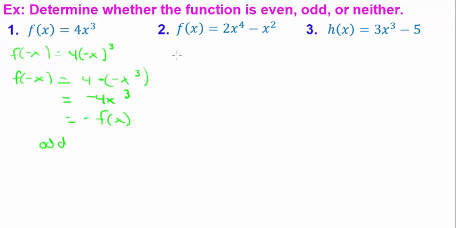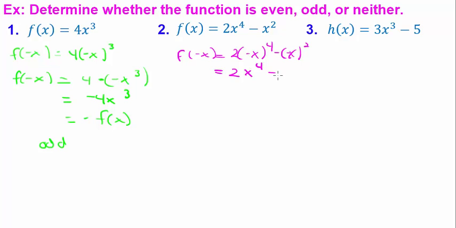Same exact process, so f of negative x is equal to 2 times negative x to the fourth minus negative x squared. Okay, so negative x to the fourth, that's simply taking negative x times negative x times negative x times negative x. And really, the focus has to be on the negative. So negative times a negative times a negative times a negative. Does that equal positive or a negative? And in this case, it actually is a positive.